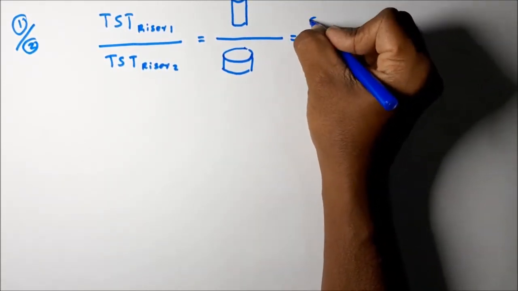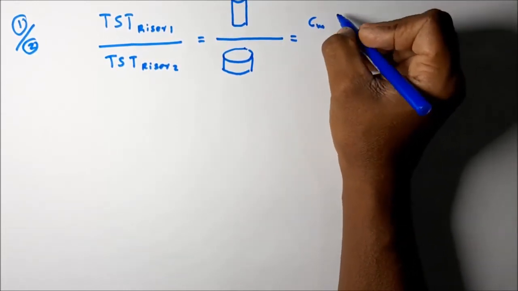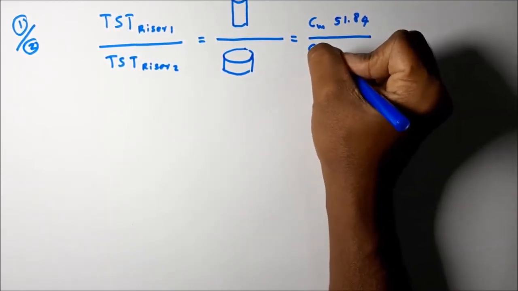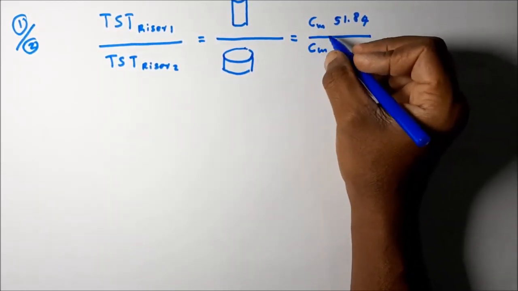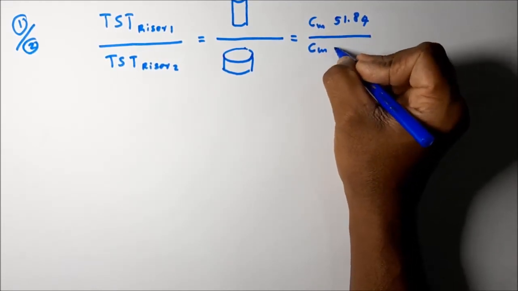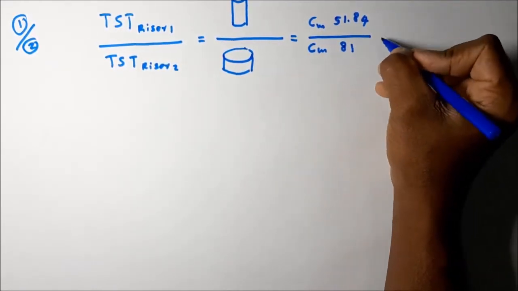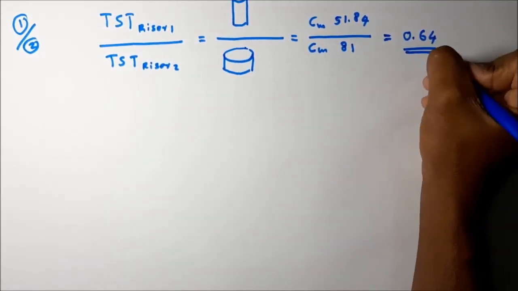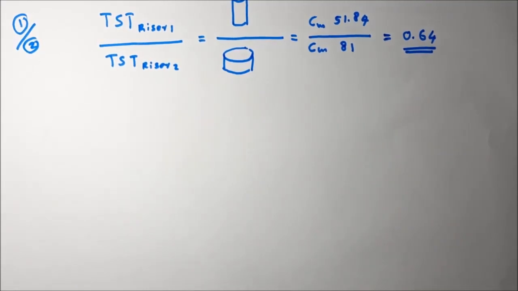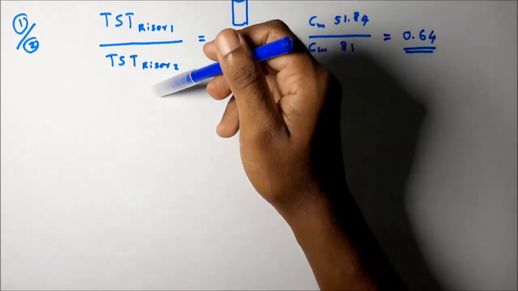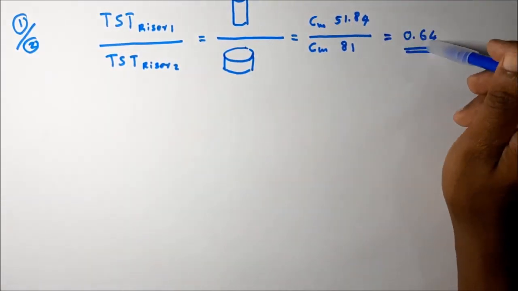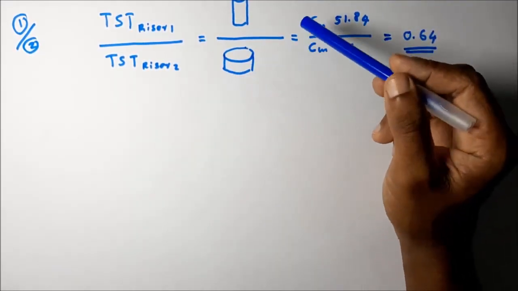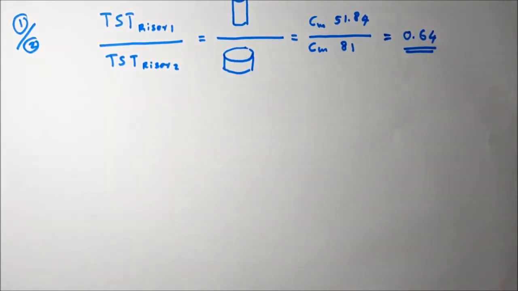You can see this larger diameter having the higher solidification time. CM is equal to 51.84 divided by the same CM, because it is the same mold material in the same design, so 81. That will give the ratio 0.64. That means the ratio between the solidification times of these two is 0.64. So this one has the greater solidification time compared to the thinner, taller cylinder.